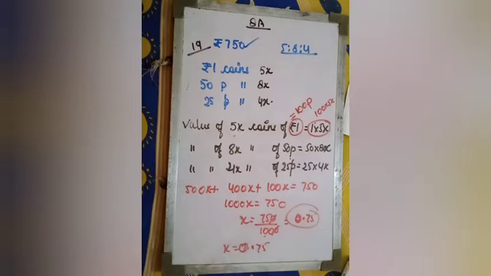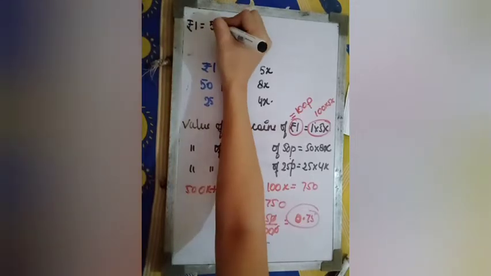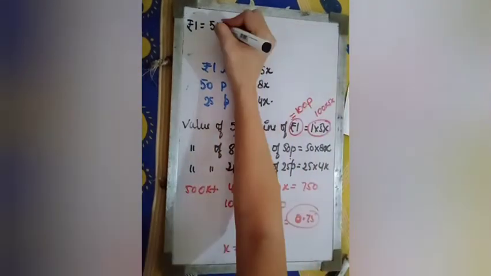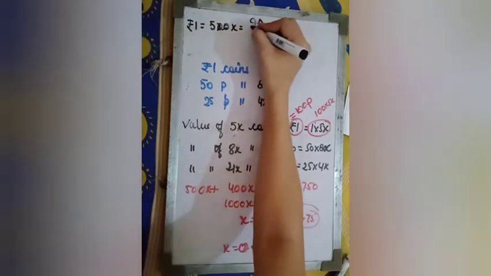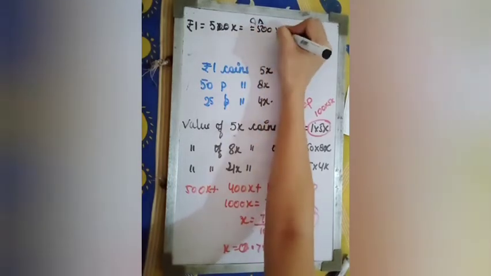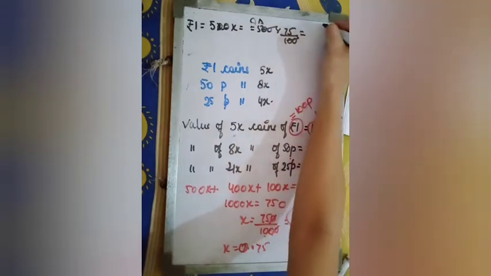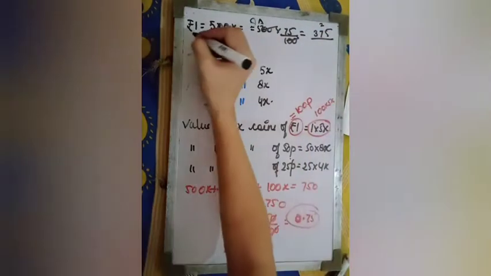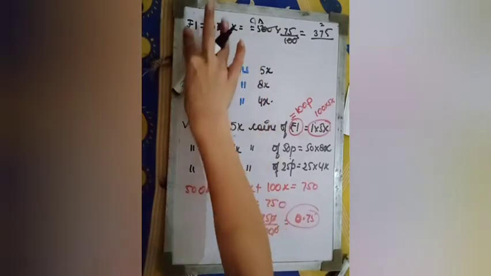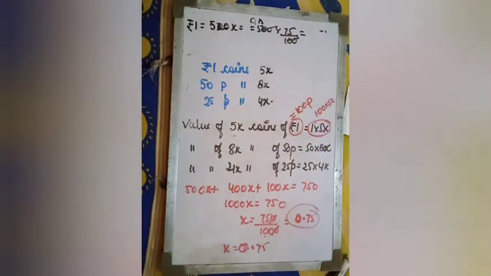Now put the value of x here. How many 1 rupee coins were there? It was 5x, now 500x. Put the value of x here. It is 500 into 75 upon 100. Okay, that's how you can solve it.